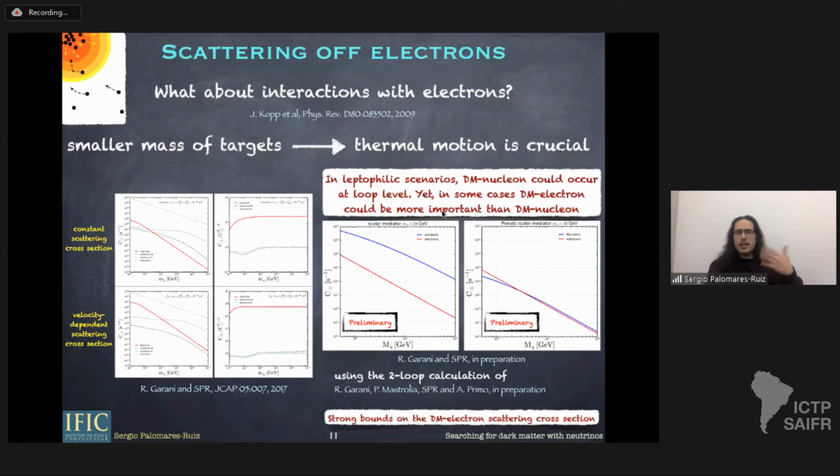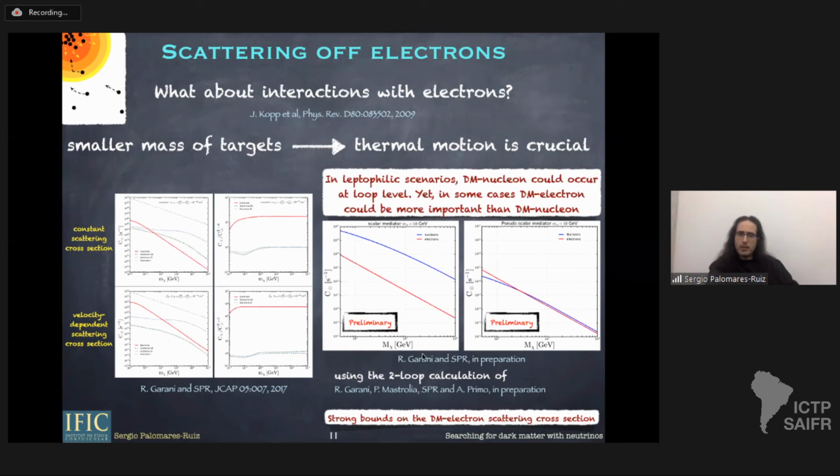But in all these scenarios, when we talk about the scattering off electrons, we can think of leptophilic scenarios. And even when we have the scattering off electrons, we will have a dark matter nucleon interaction at loop level. So the question is, can dark matter scattering off electrons be the dominant mechanism to capture dark matter, or can even the loop process of dark matter nucleon interactions still dominate the capture in the sun? And this is something we are studying.